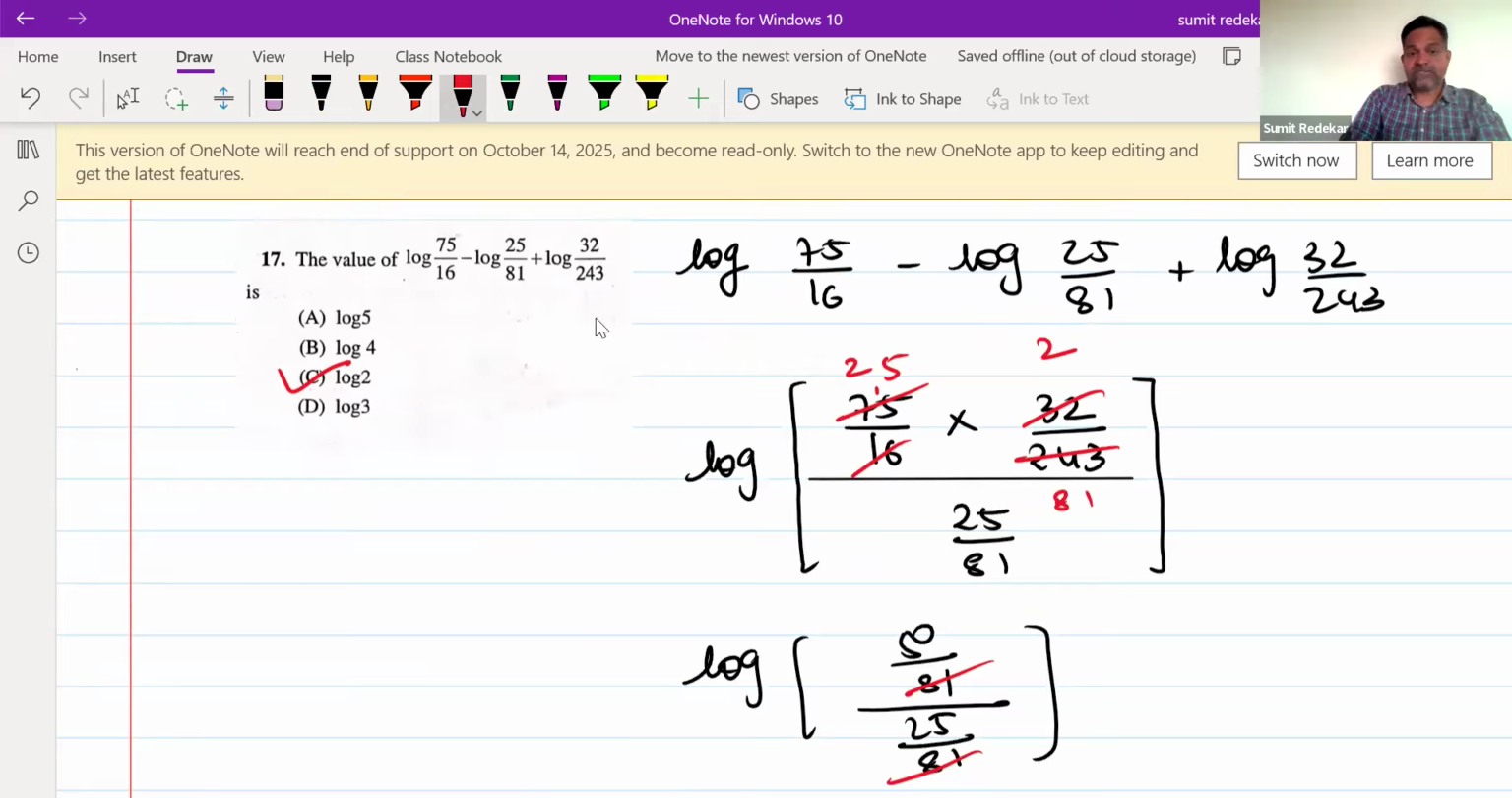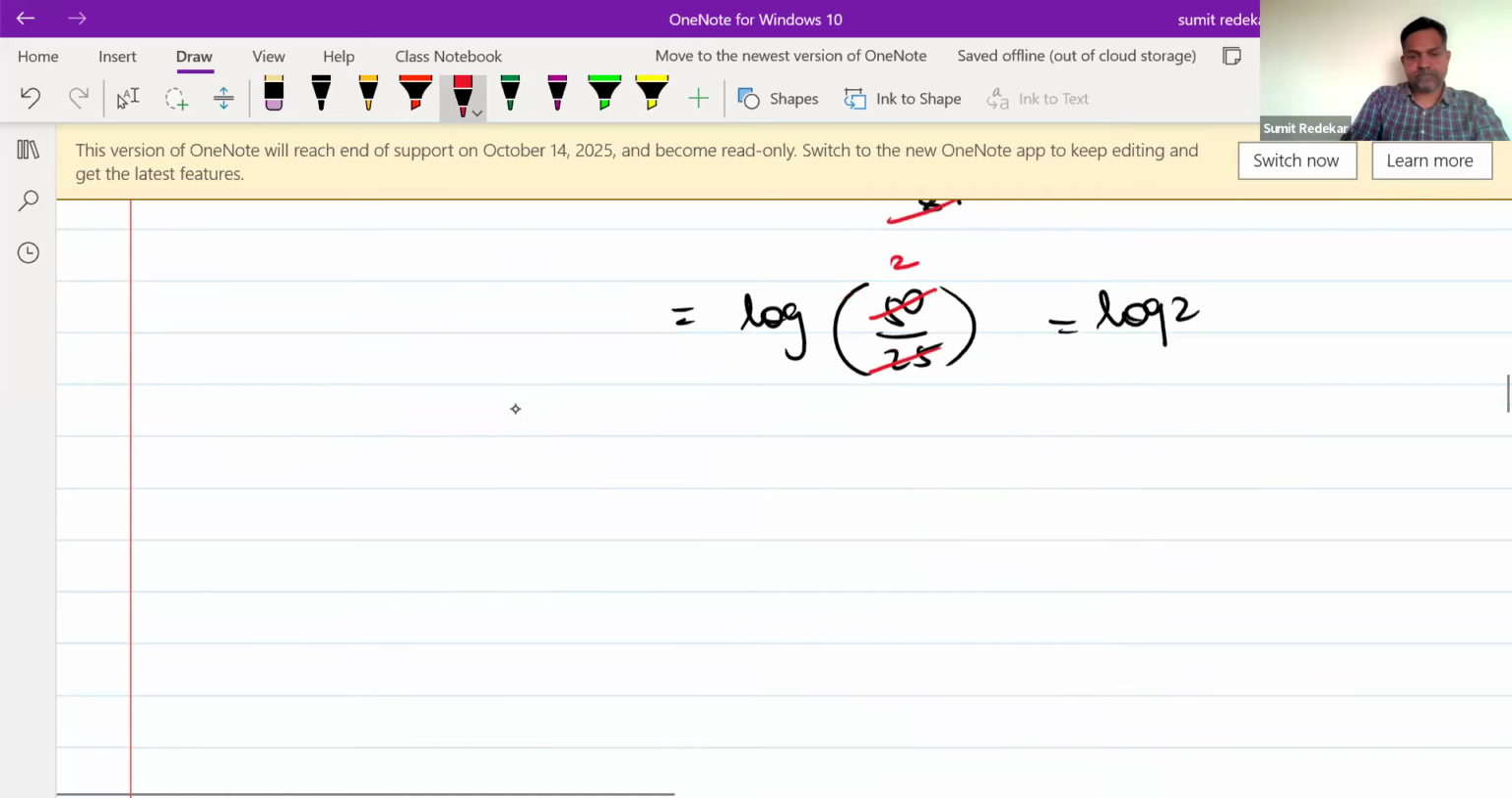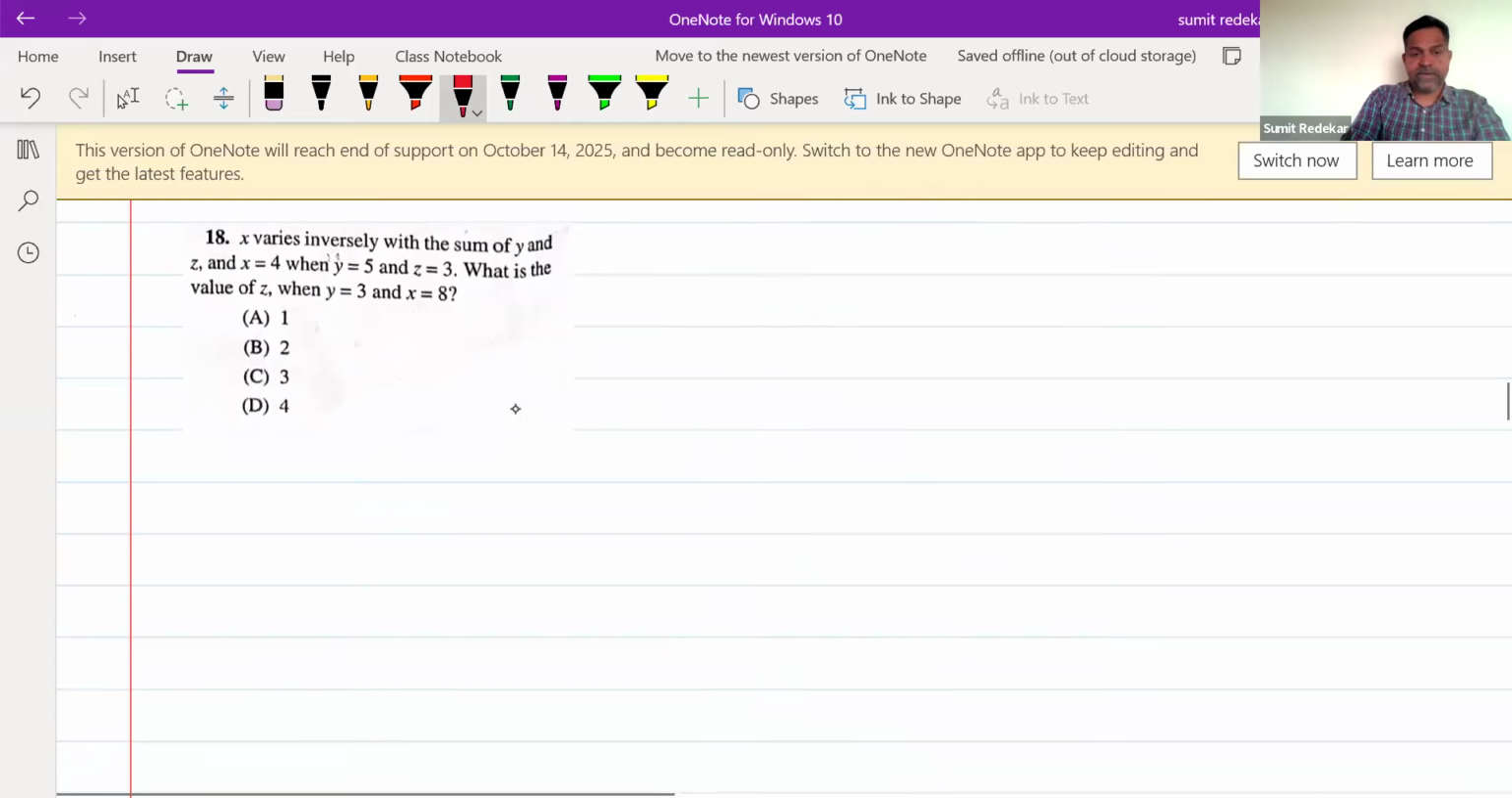किसी किसी ने इनको पावर्स दे के सॉल्व किया होगा, जैसे कि ये 2 की पावर है, ये 5 की पावर है, ये 2 की पावर है, ये 3 की पावर है, ये 3 की पावर है, और ये 3 एंड 5 की पावर है कंबाइंड. तो यू राइट इट दैट वे, सब कुछ कैंसिल हो जाएगा, 2 बचेगा. मूविंग ऑन टू क्वेश्चन नंबर 18.